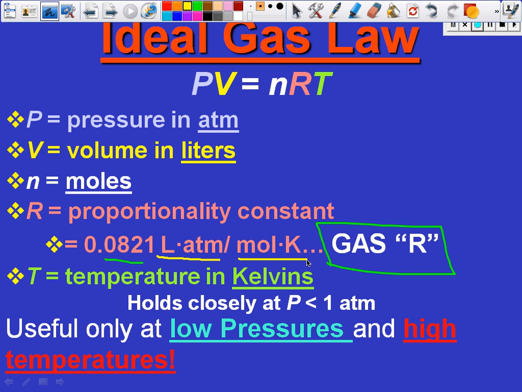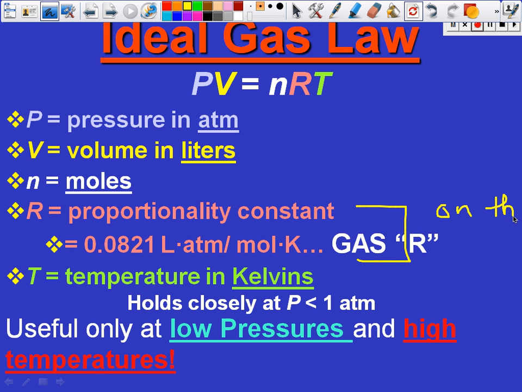I need you to understand that this R is on the equation sheet that you actually get on the exam. If you somehow or for some reason forget the number or forget the units, please refer back to the equation sheet. But there is one issue.